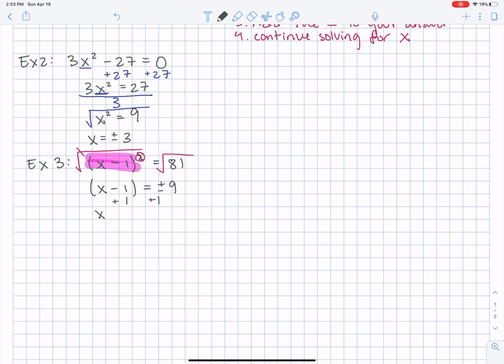I'm going to have plus 1 and plus 1, meaning that x is equal to 1 plus 9, and x is equal to 1 minus 9, meaning that x is equal to 10 and x is equal to negative 8. The reason I simplified those was because we could. They were nice whole numbers, and your two roots are 10 and negative 8.